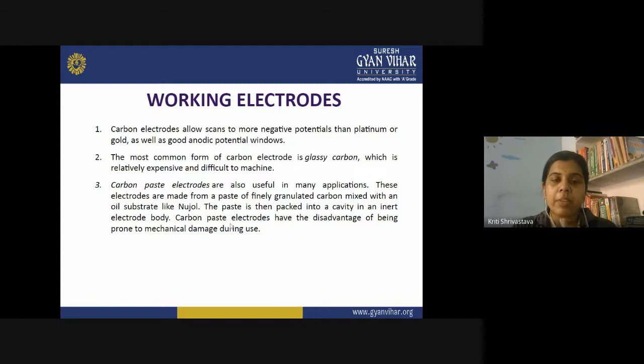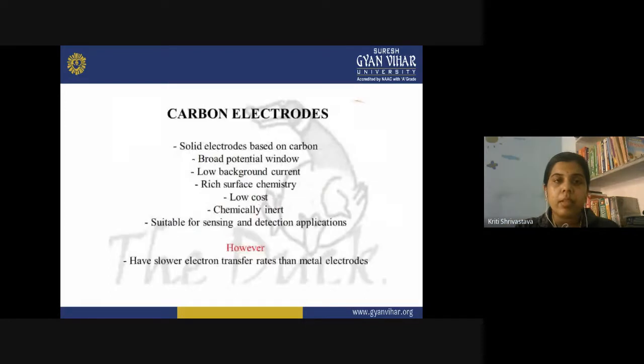The carbon-based electrodes have the disadvantage of being prone to mechanical damage during use. The only problem with them is they can be damaged because carbon is a light material. It can be damaged, it can be broken very easily. Then these are the different carbon electrodes.